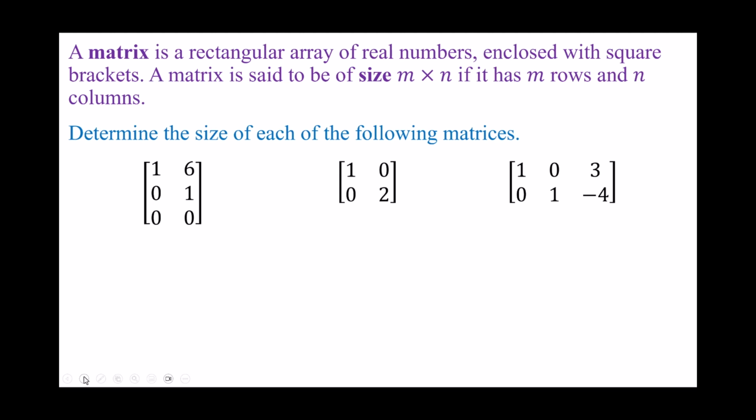Let's determine the size of each of the following matrices. So the size is the number of rows by the number of columns. So this first matrix has 3 rows and 2 columns. So it is a 3 by 2 matrix. The second one, we have 2 rows and 2 columns. So that is a 2 by 2 matrix. And the third one, we have 2 rows here and 3 columns. So it is a 2 by 3 matrix.